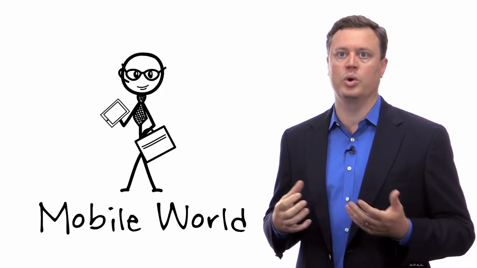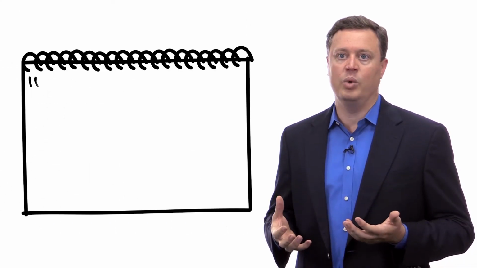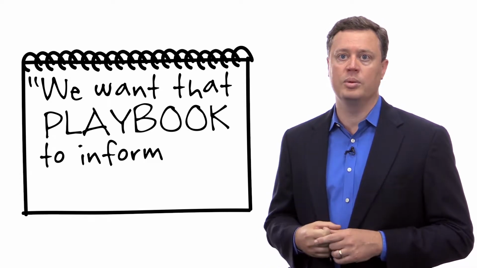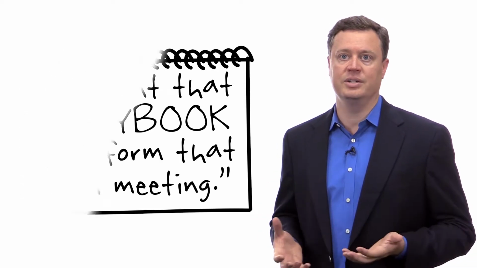You know your salespeople are just in time. So they're busy, they're working in a mobile world, they're thinking about this afternoon's 2 p.m. meeting. And what we want is that playbook to inform their 2 p.m. meeting, that conversation. And so how do we deploy it in a way that that playbook is available where your field team goes for their content?